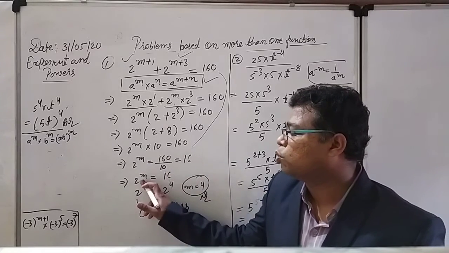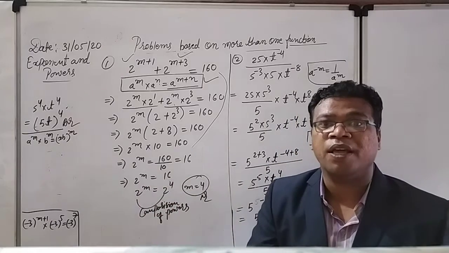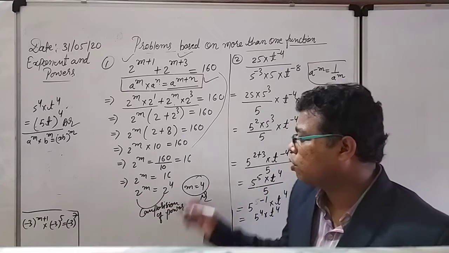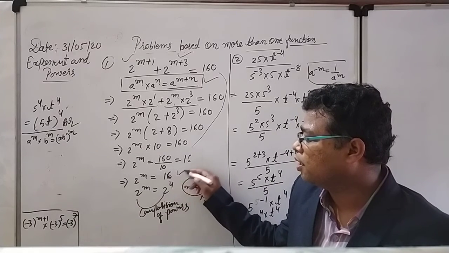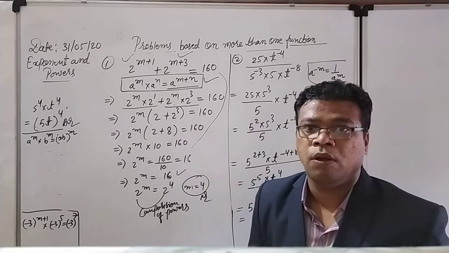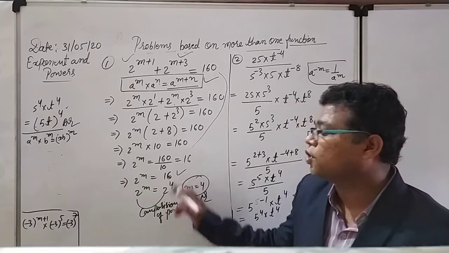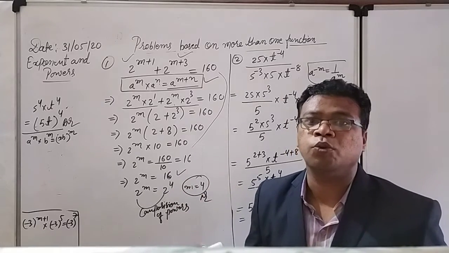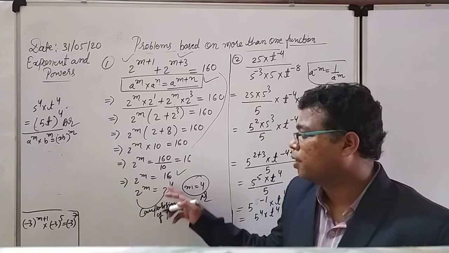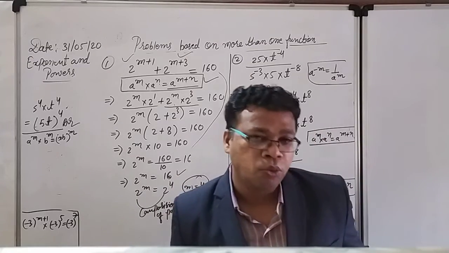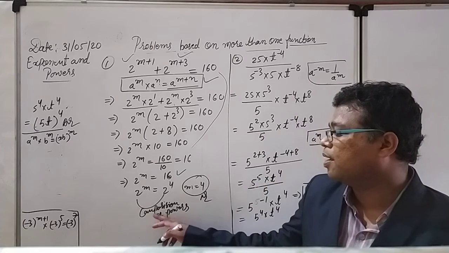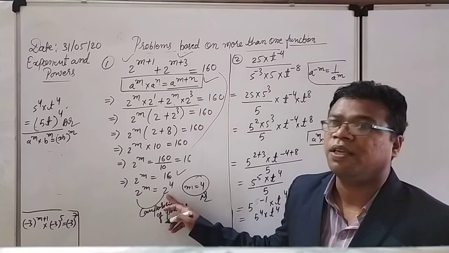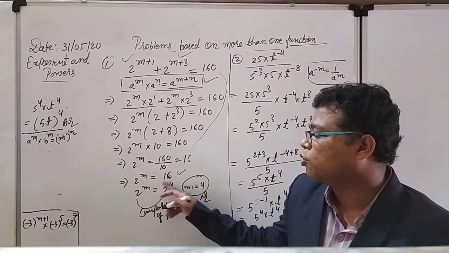So 2 to the power m is equal to 16. From there I have to apply the logic. Here the base is 2, so definitely I have to convert 16 into base 2. 16 can be written as 2 to the power 4, because 2 twos are 4, 2 fours are 8, 2 eights are 16. From there I will compare the powers. If the bases are equal in the equational law, m should be directly equal to 4.